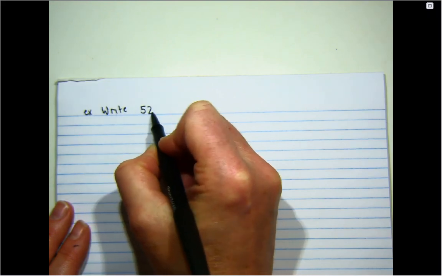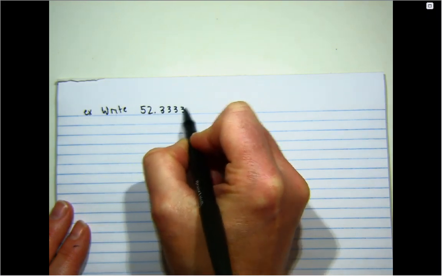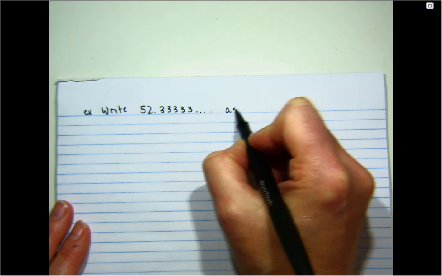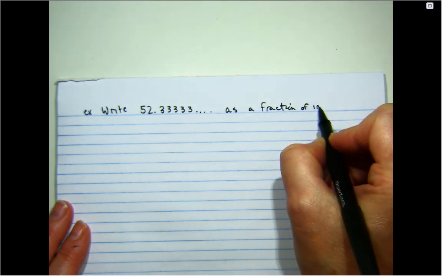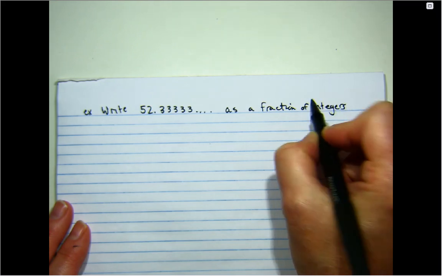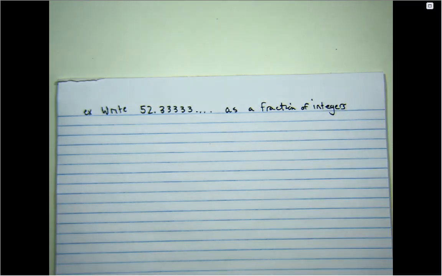This is something I'd want you to be able to do on a quiz, so we're going to look at a few examples to make sure you get the hang of this. So this time write 52.33333... as a fraction of integers. Remember, integers are just whole numbers. I don't want someone to say, oh, I just write 52.33333 divided by 1. That would be written as a fraction, but we want a fraction of integers here.